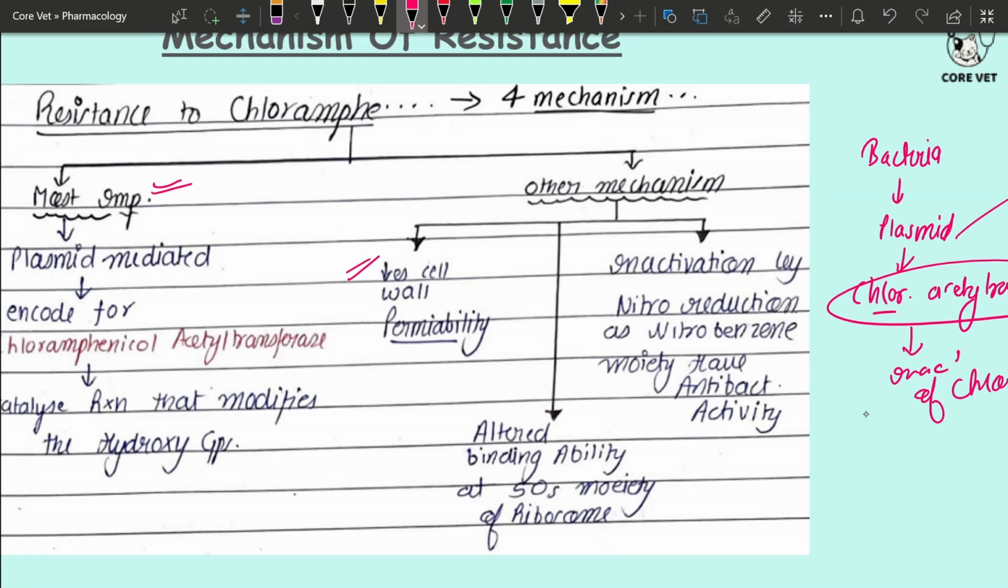And there may be inactivation of the nitrobenzene group. I had told you that the nitrobenzene group is responsible for the antibacterial action of chloramphenicol, right? So it may lead to the inactivation of the nitrobenzene group, right? So it is also a mechanism of resistance for the bacteria, right?